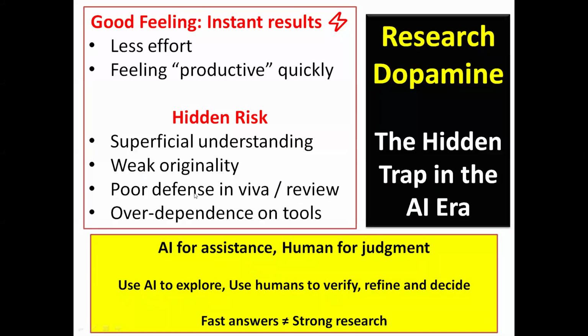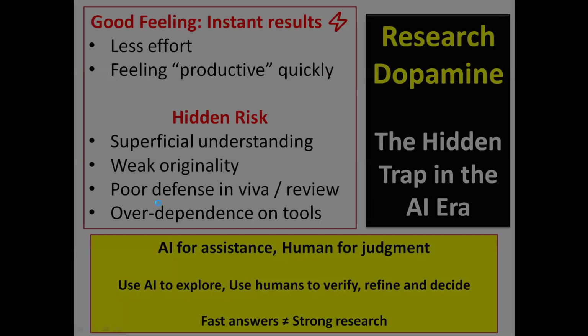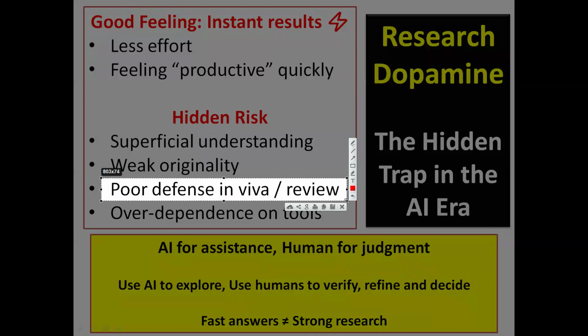Originality, weak originality, poor defense: this is the major factor. Even if plagiarism is 5% or 4% or even 0%, due to this part also, anybody's work can be rejected. That is, the scholar is not aware of the results, the equations, whatever is generated.